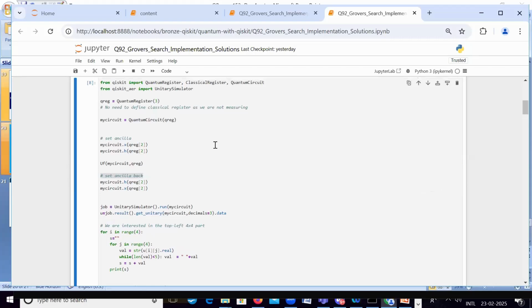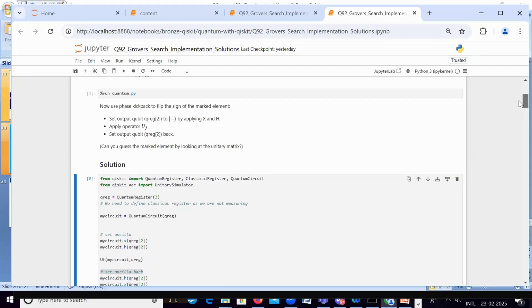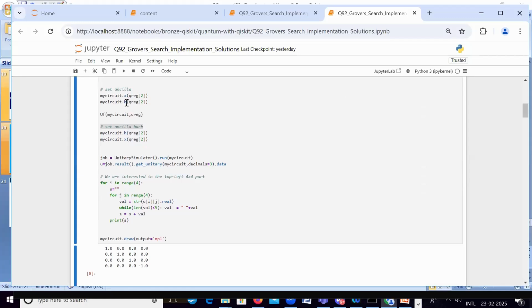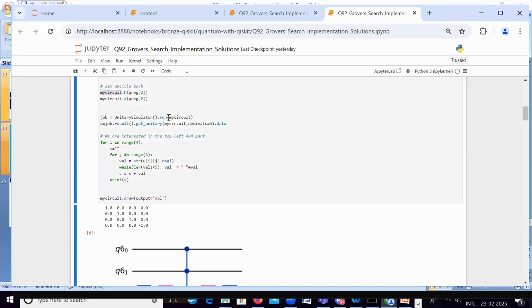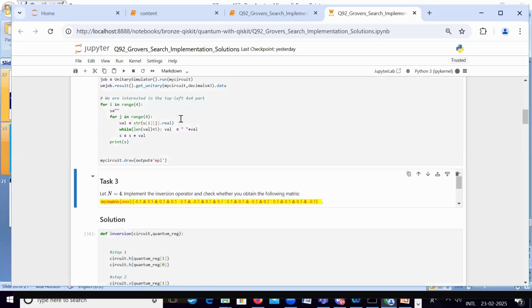First is applying the ancilla, that is the first part, by using X and H gates here, and then applying the function, but instead of the circuit to the register here. It is taking both: the one is the circuit and then the register here, and then sending back to the ancilla by using the same function, same operator, and the next to represent this in the unitary circuit or unitary representation.